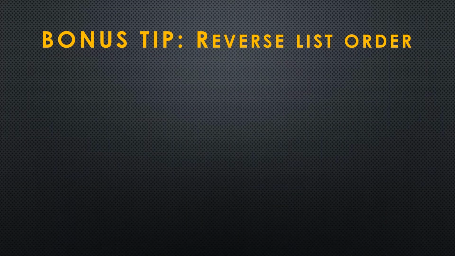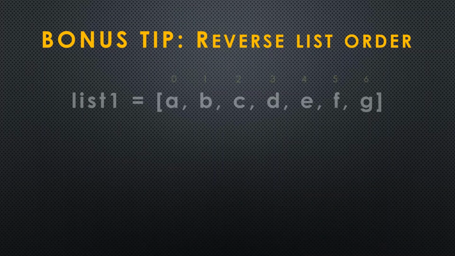Now, for those of you who followed until the end, here's a bonus tip for automatically reversing an entire list. Given our usual list from A to G, I'm sure that if you think about it, you could actually already do this on your own. Write in the comments what you think is the correct way to reverse an entire list. If you can't figure it out, here's the solution.